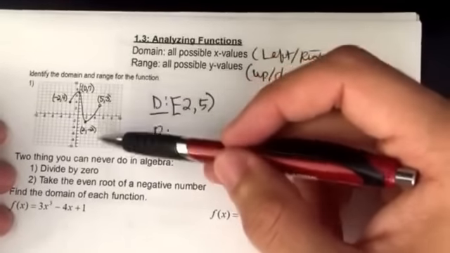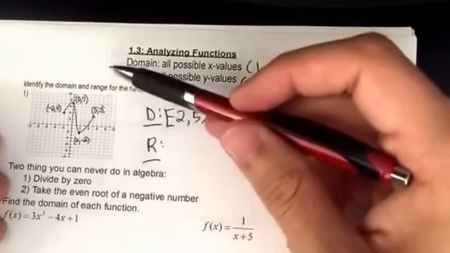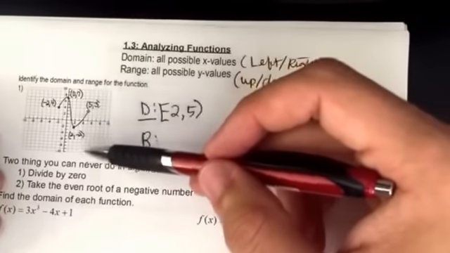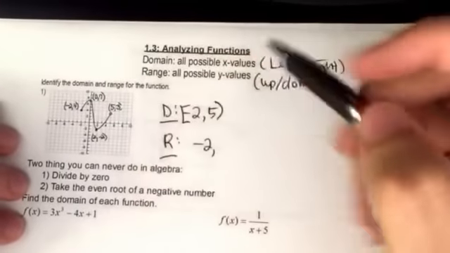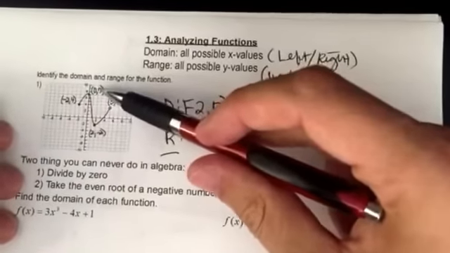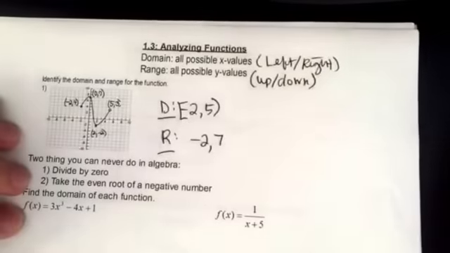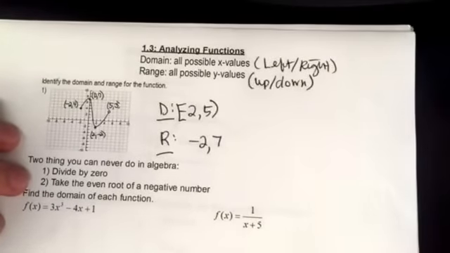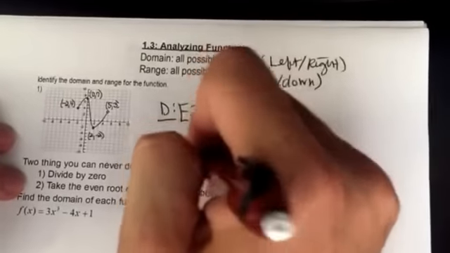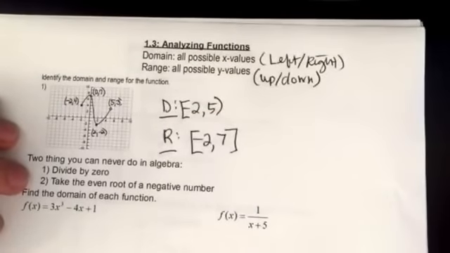If I was talking about the range of my graph, I'm looking now up and down. So what's the very lowest y value and what's the very highest y value? The very lowest y value is down here at -2, and the very highest y value is way up here at 7. So all of my y values in between -2 and 7 are in play, and notice that I touch both of those y values, and that's why they're both included.